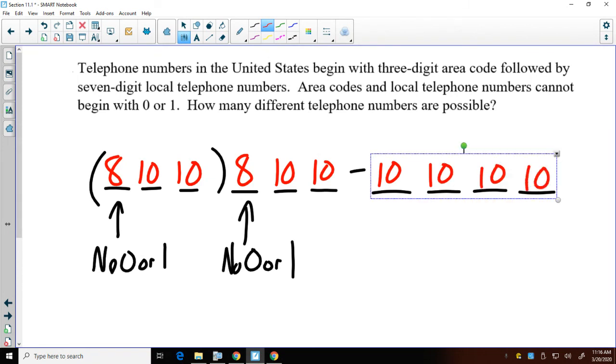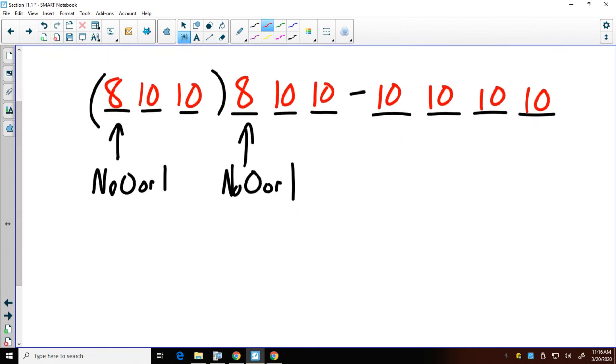And this right here, if I take all those numbers and multiply them together, that's how many United States telephone numbers are possible. All I got to do is multiply all these. So we're going to go to our calculator. We're going to take 8 times 10 times 10 times 8 times 10 times 10 times 10 times 10 times 10. It's a lot. And it's going to be a big number. We're talking about everybody in the United States.